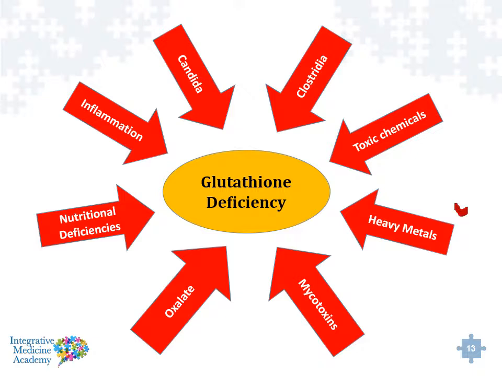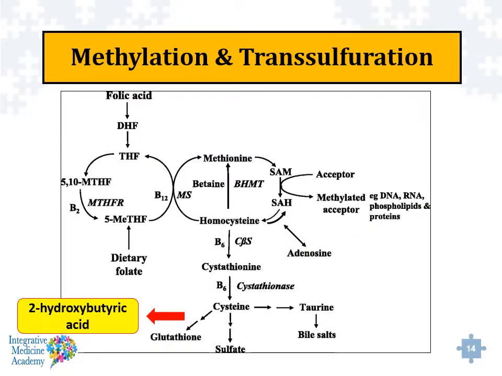Now, there are many reasons that glutathione can be deficient. Heavy metals, mycotoxins, nutritional deficiencies, inflammation, Clostridia bacteria, etc. And so it's not uncommon on the organic acid test to see an increase in 2-hydroxybutyric because the body is working hard to maintain glutathione levels. It's part of that pathway.